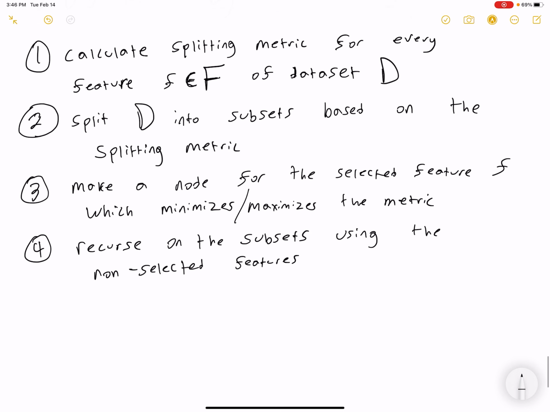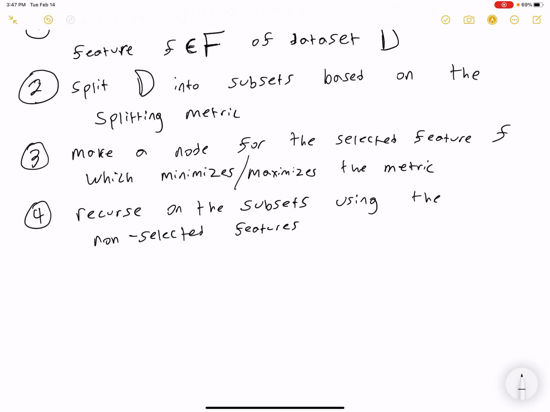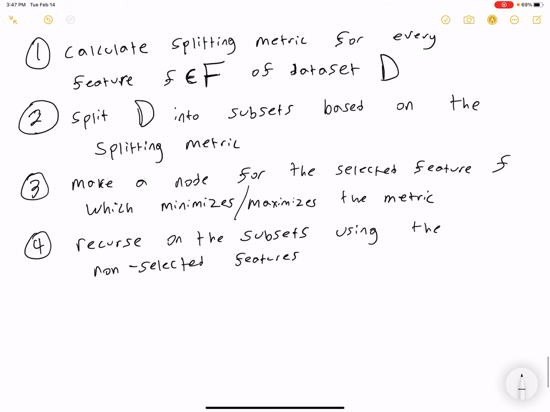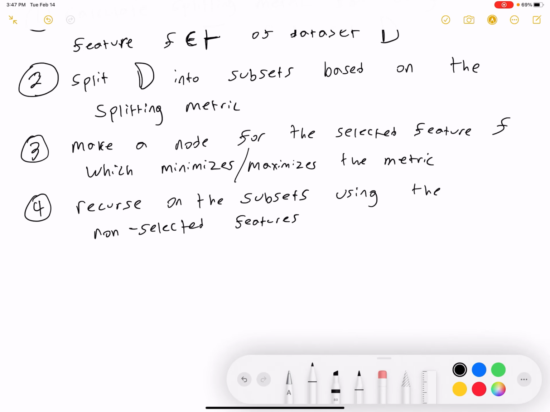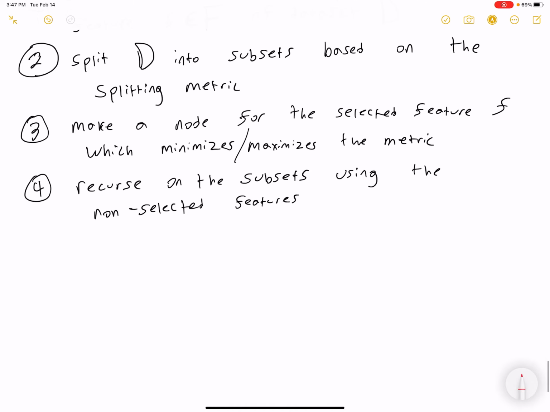But I think maybe the next thing to do. Question. Sure. When you say minimizes or maximizes, is there like a condition that we want? Yeah, so we'll get to that. But actually, to answer your question, there's many possible splitting metrics. And we'll talk about a few.